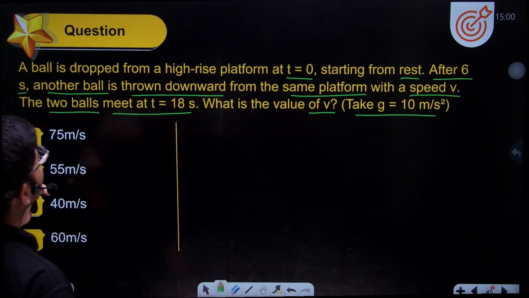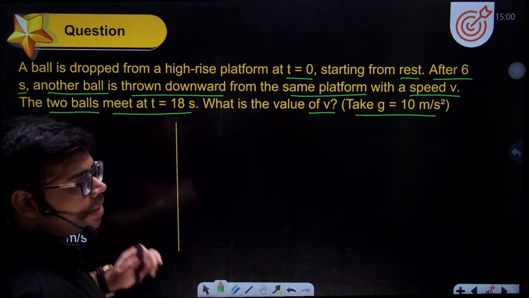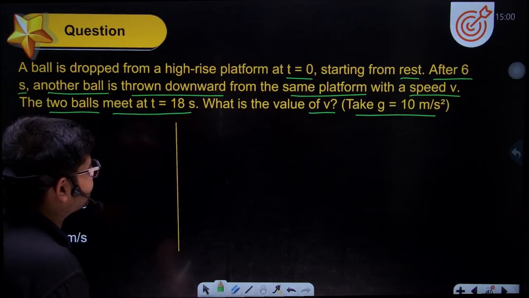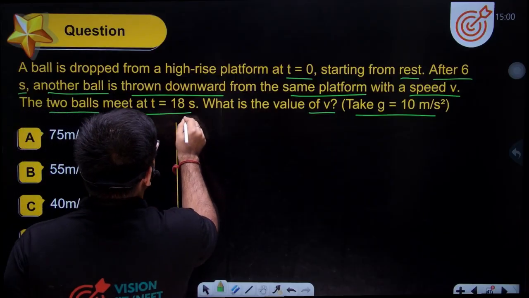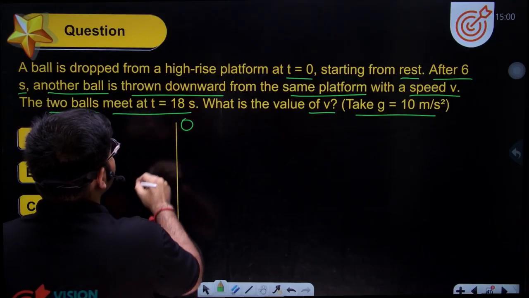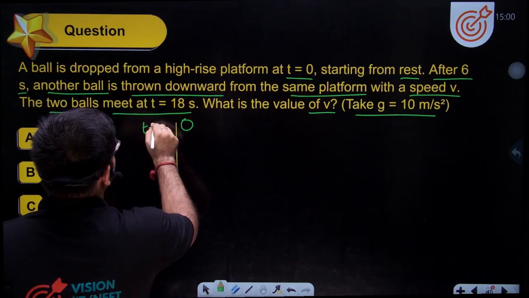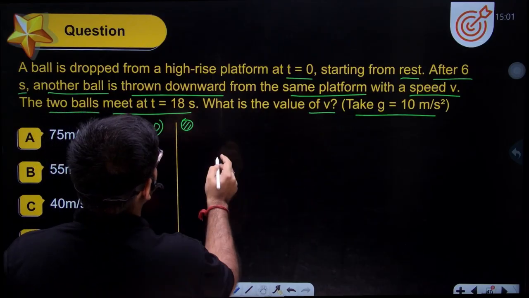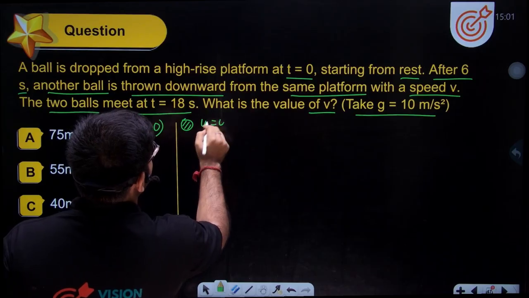A ball is dropped from a high-rise platform. ठीक है, पहला केस ले लेते हैं. We'll consider case by case. So case 1, ball is dropped from a high-rise platform at t is equal to 0. t is equal to 0 पे हम लोग एक बॉल को ड्रॉप कर रहे हैं, स्टार्टिंग फ्रॉम रेस्ट, u is equal to 0.